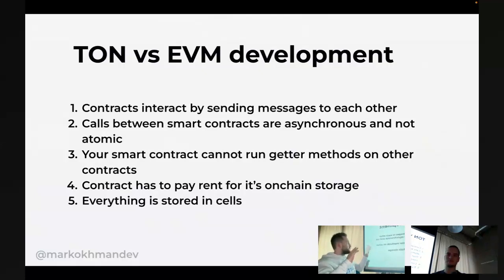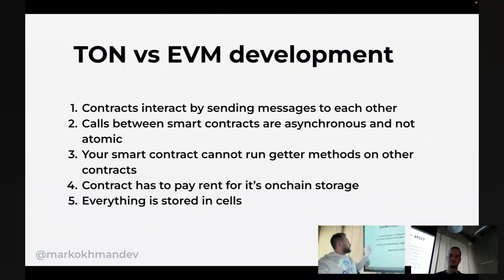So contracts interact by sending messages to each other. This is clear. We already talked about this before. Then calls between smart contracts are asynchronous and not atomic. So when we call another contract, we cannot wait for the answer. The answer will come asynchronously, and we don't know when it will come. So we treat it like we send something and we might never hear back. This is what asynchronous means.